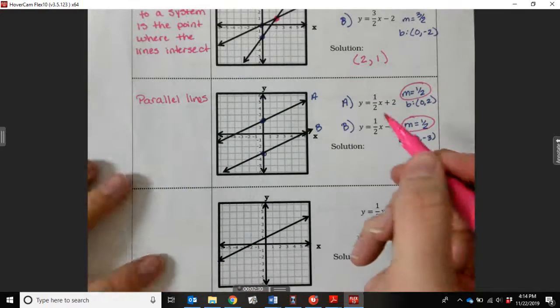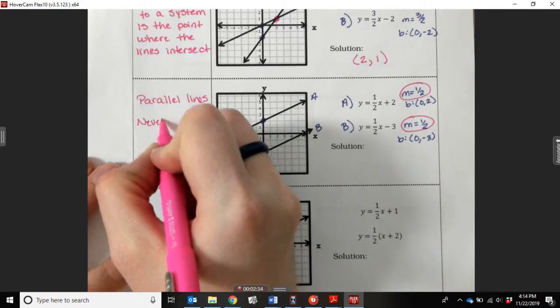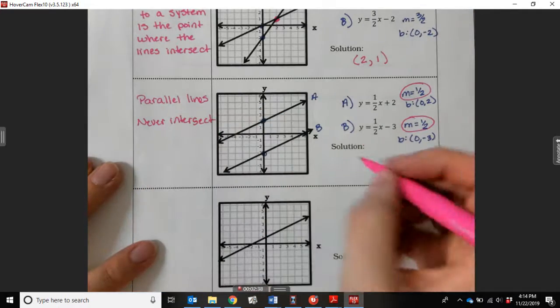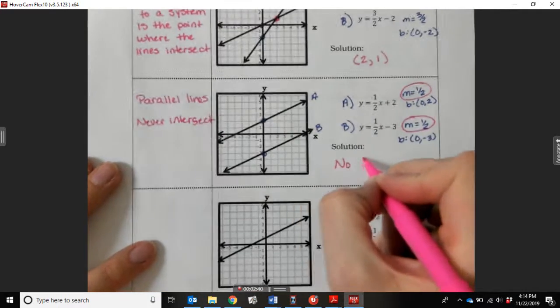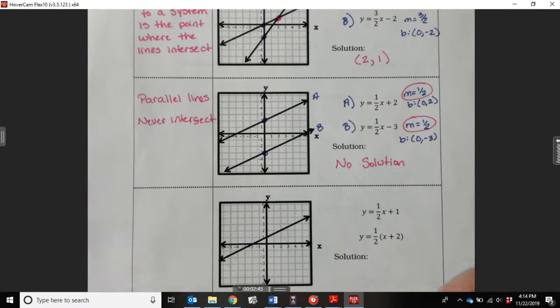Okay, since the lines are parallel, they never intersect, which means that they have no solution, which is a possible answer on the STAR test even. So if I give you two lines and they don't intersect because they're parallel, you would tell me that there is no solution to the system.